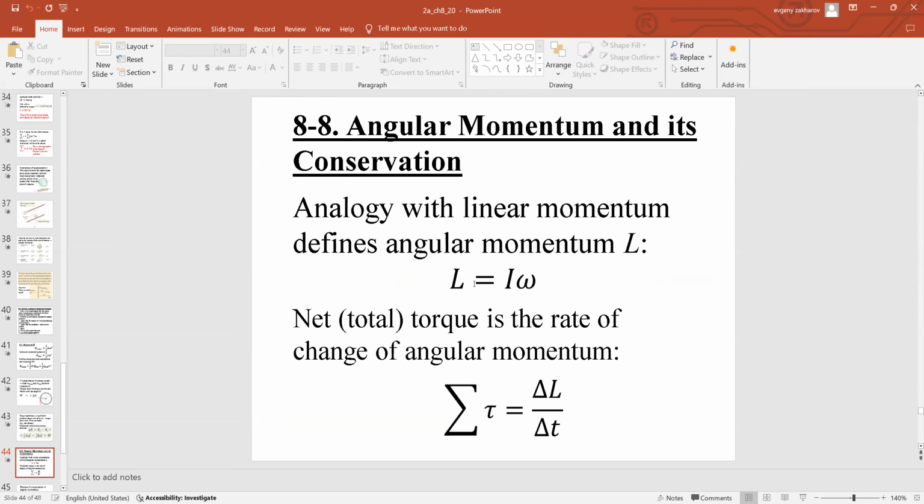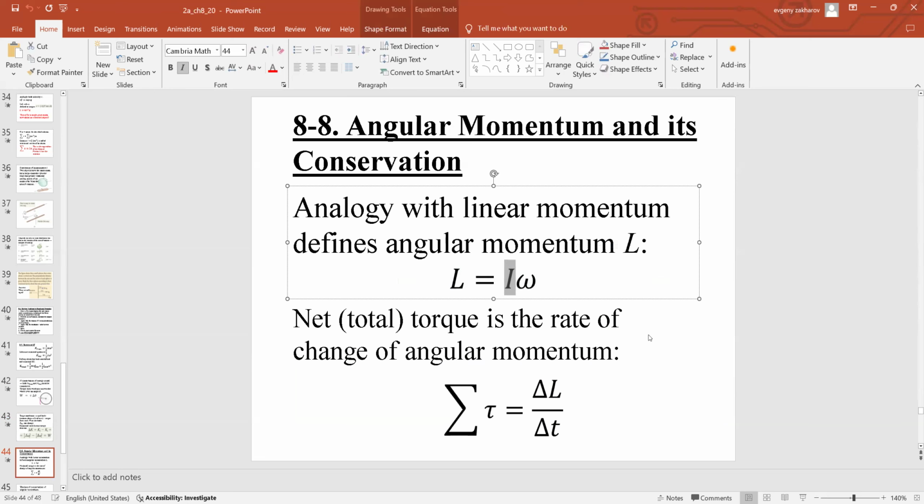For momentum, remember linear momentum, mv. Now we got angular momentum. Instead of a mass, you got rotational inertia or moment of inertia. And instead of v, linear velocity, you have angular velocity, omega, radians per second. Remember radians, not degrees.